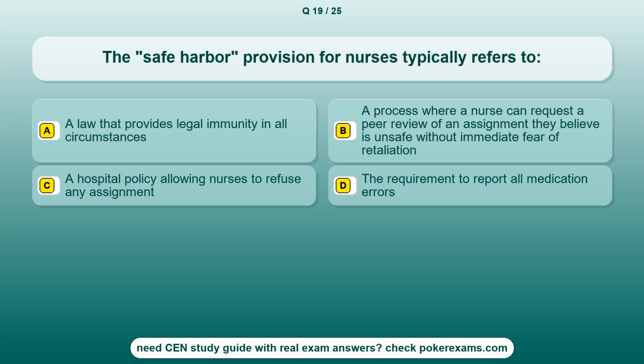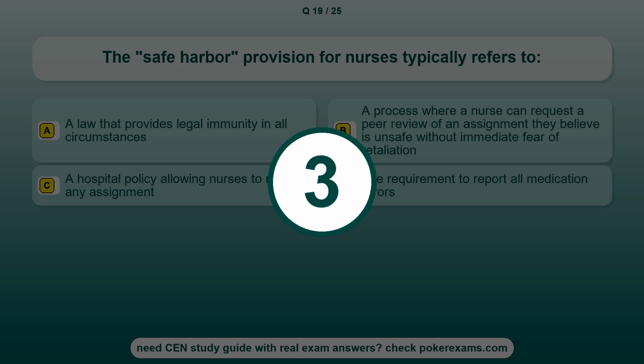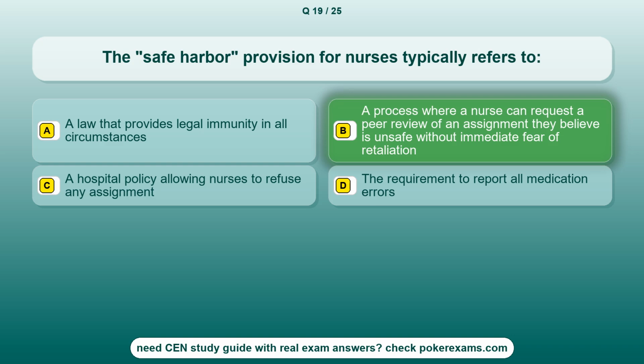Question 19. The safe harbor provision for nurses typically refers to option A, a law that provides legal immunity in all circumstances. Option B, a process where a nurse can request a peer review of an assignment they believe is unsafe without immediate fear of retaliation. Option C, a hospital policy allowing nurses to refuse any assignment. Option D, the requirement to report all medication errors. The correct answer is option B, a process where a nurse can request a peer review of an assignment they believe is unsafe without immediate fear of retaliation.